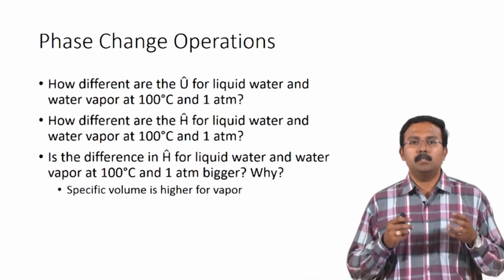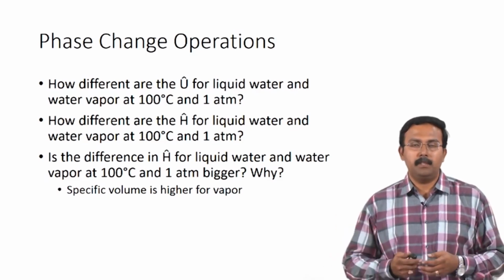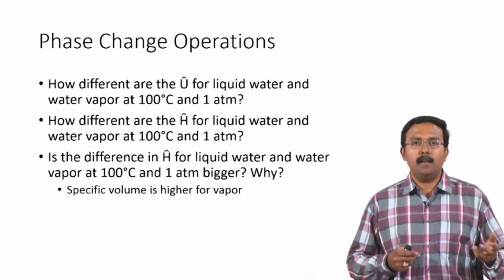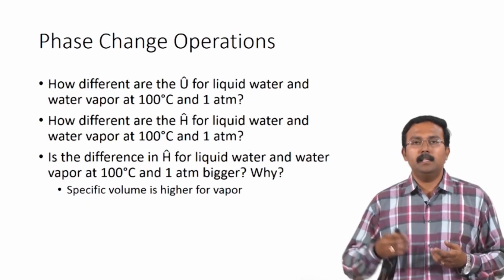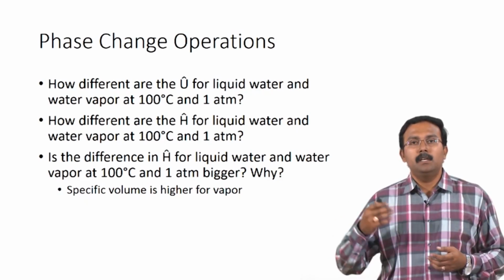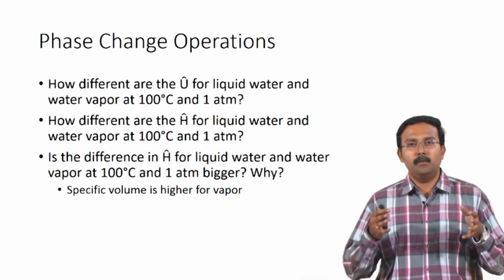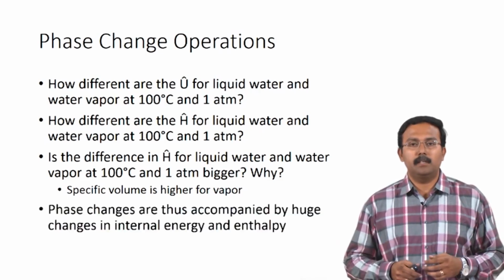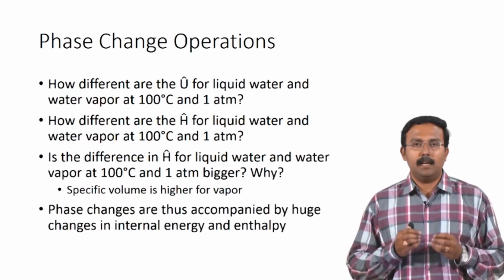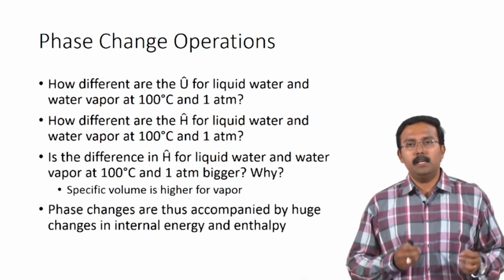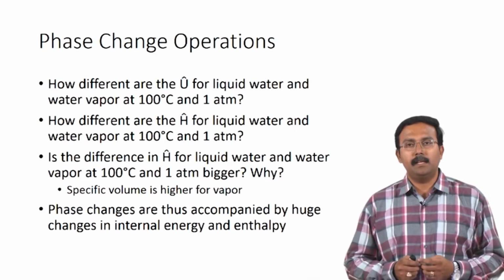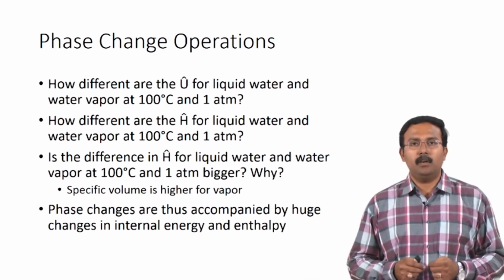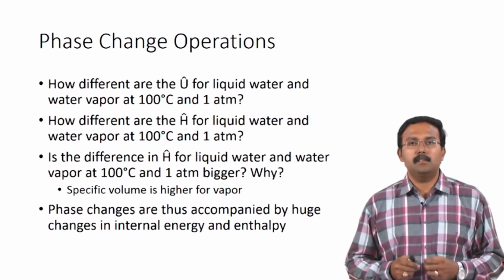This is because the specific volume is higher for vapor, as enthalpy accounts for internal energy and the PV term. The difference in value is higher for specific enthalpy compared to specific internal energy. Phase changes are thus accompanied by huge changes in internal energy and enthalpy, and this has to be accounted for when we perform energy balance calculations. So, it is important to understand the fundamentals associated with such processes.